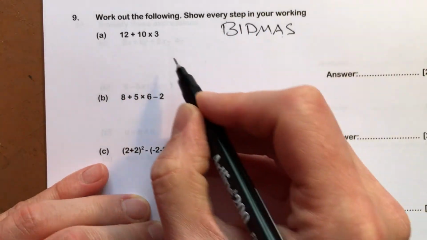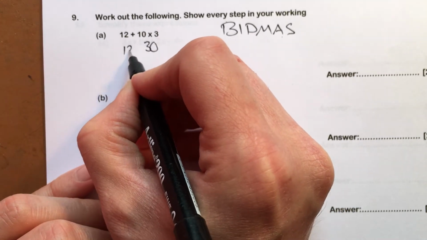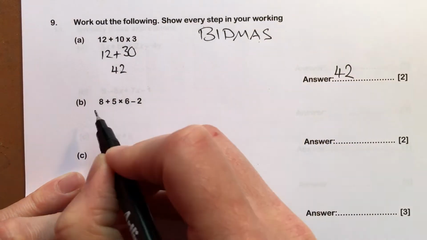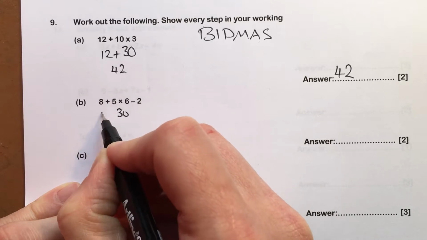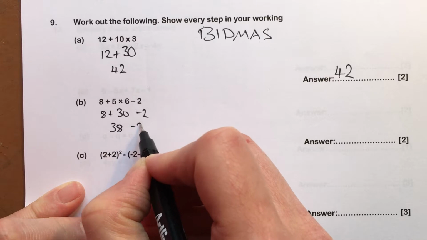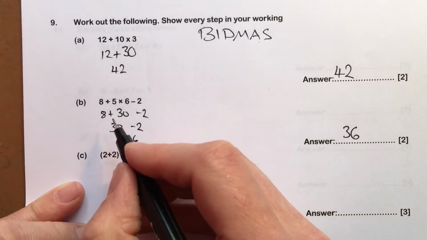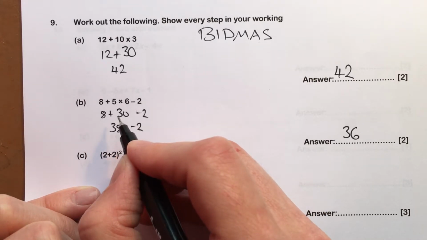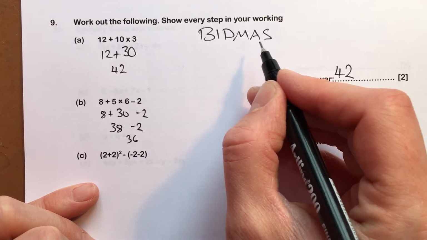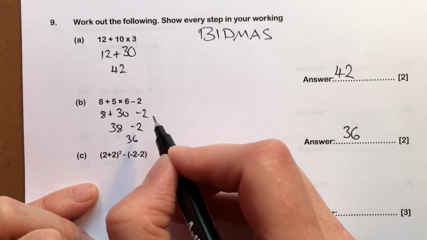BIDMAS. Got to be done. So, 10 times 3, 12 plus 30, final answer, 42. 5 times 6, 30. Still got the 8, still got the minus 2. 8 plus 30, 38, minus 2. Final answer, 36. Right, so in this one here, why did we do the 8 plus 30 first, not the minus 2? Well, because addition and subtraction have the same power, same hitting power, as it were. So we always work from left to right.